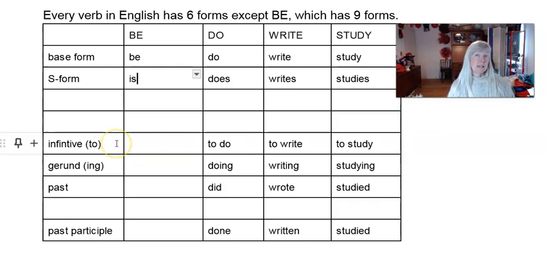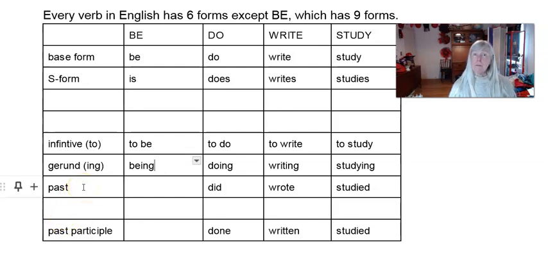We have an infinitive. The infinitive is to with the base form. For do, to do. For write, to write. For study, to study. For be, to be. To with the base form. We have a gerund, or an ing verb. The gerund is the noun, and the ing verb is the present participle. It's the ing form of a verb. Do is doing, write, writing, study, studying, and be, being, which we don't use very much.